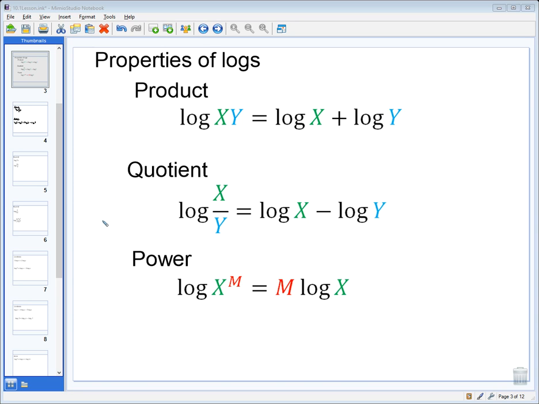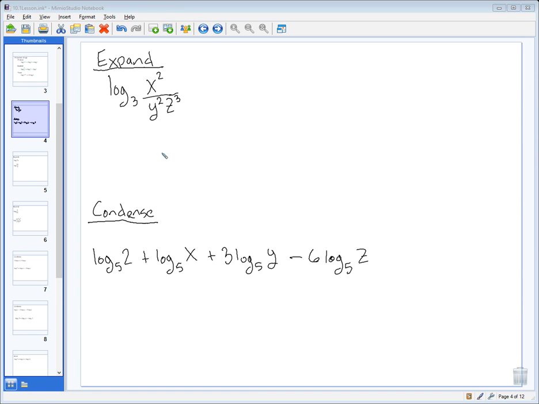So when you're given something like log base 3 of x squared divided by y squared z cubed, and it wants you to expand this, we're going to use quite a few different properties. So the first property we would want to use is we would say, okay, this dividing means that we're going to use the quotient property and separate them by a minus sign.